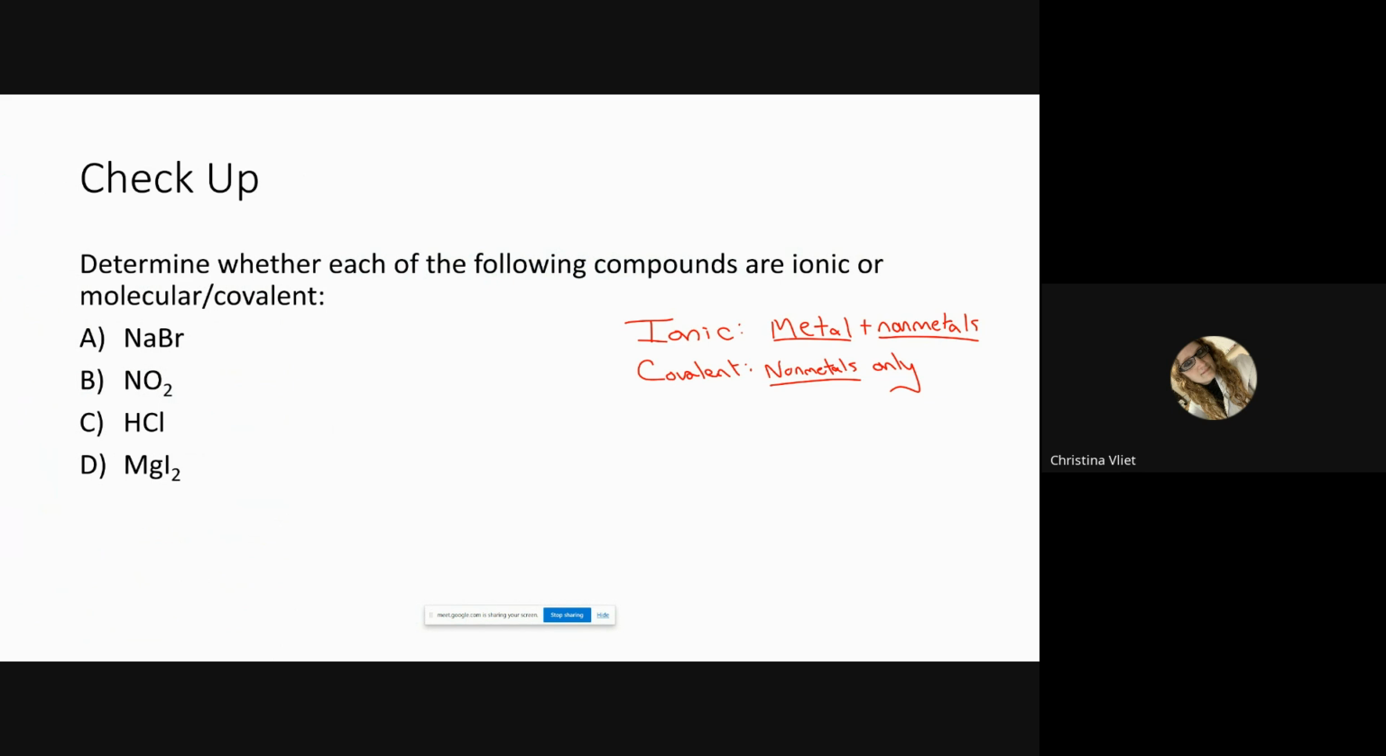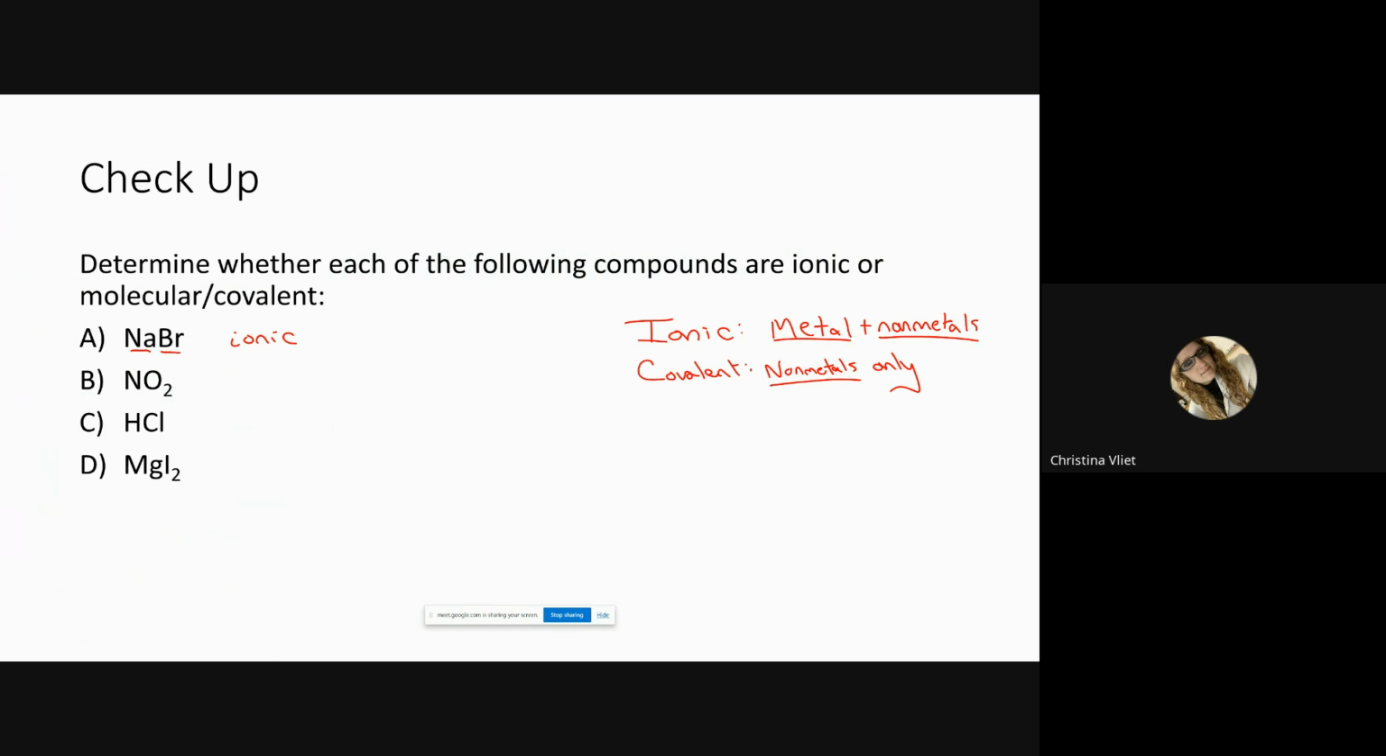NaBr. Remember, every new capital letter is a new element. So Na and Br. Sodium, metal or non-metal? Metal. So if those are the only two types of compounds that exist, and there's a metal there, you know it's automatically then got to be ionic. And sodium's giving away an electron, bromine's gaining one. We know that information. I also know this is a solid with an ionic compound.